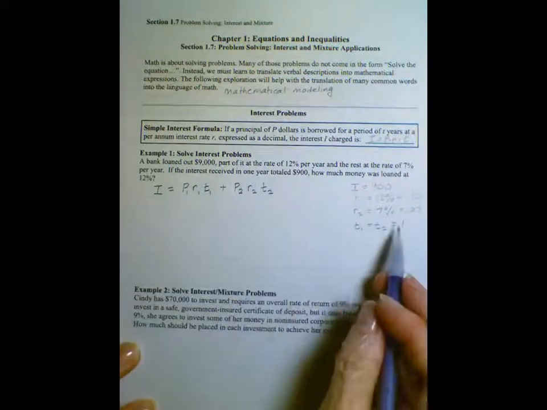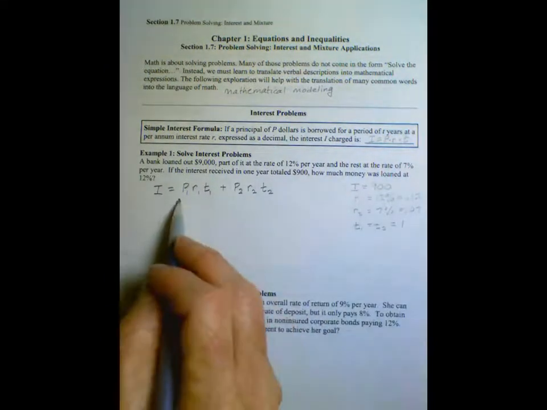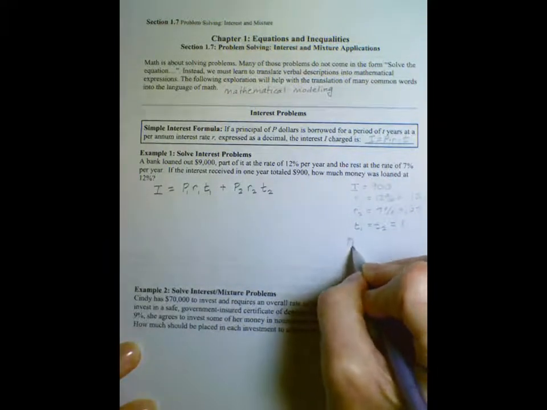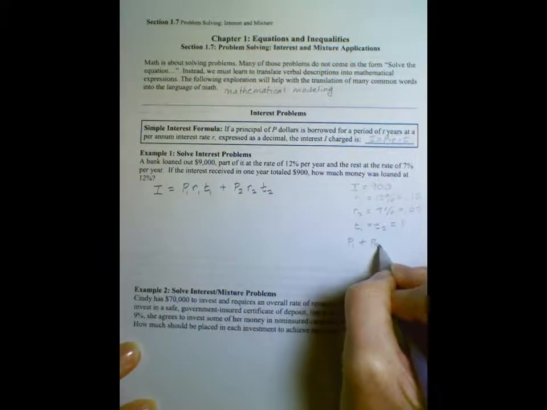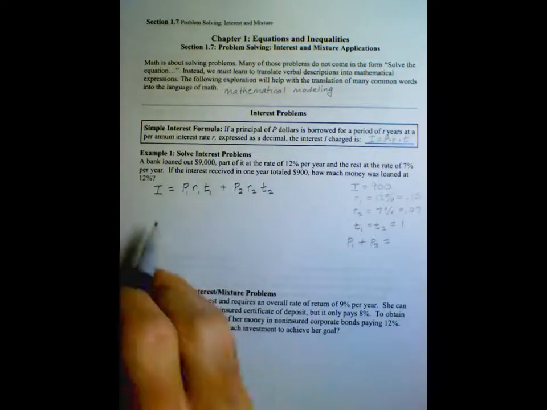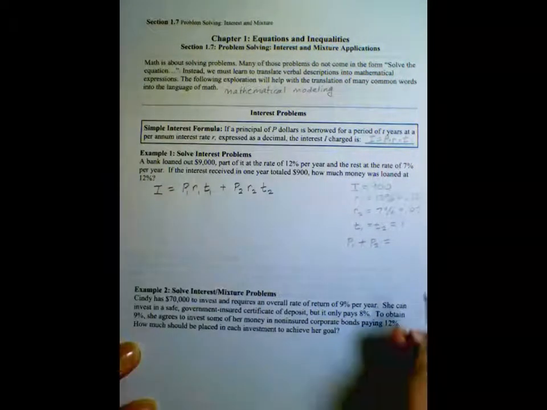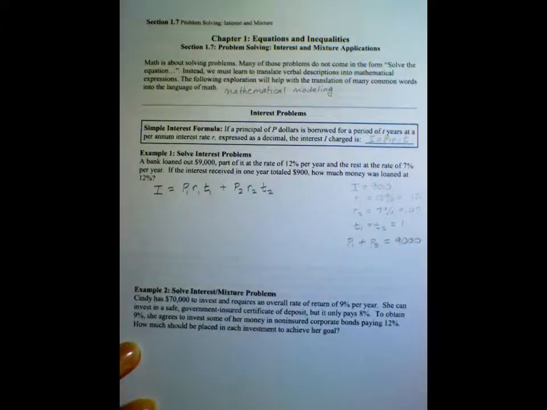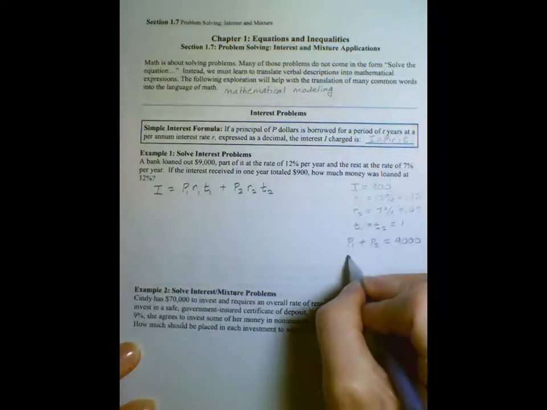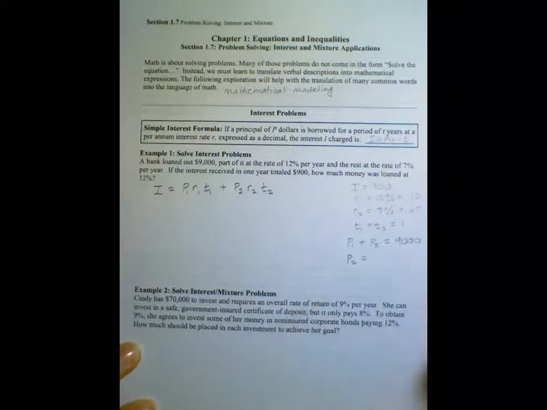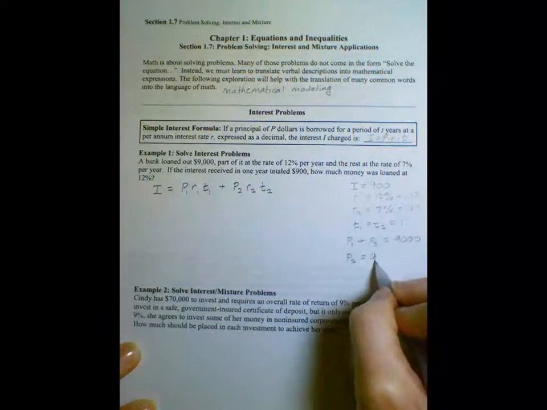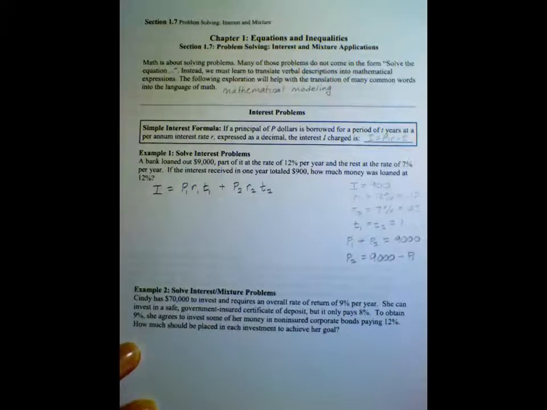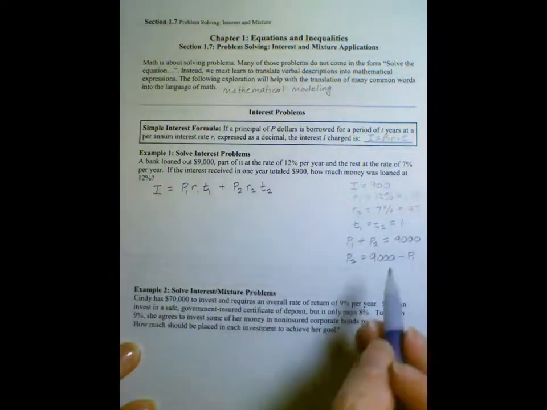So we know the R's, we know the T's, we know the I. We don't know P1 and P2, but here's what we know about P1 and P2. P1 plus P2 has to be equal to what? Well, they started with 9,000 and put it in 2 piles, so the 2 piles should add to 9,000. So I can get an expression for P2 using P1. P2 would then be equal to what? 9,000 minus P1.